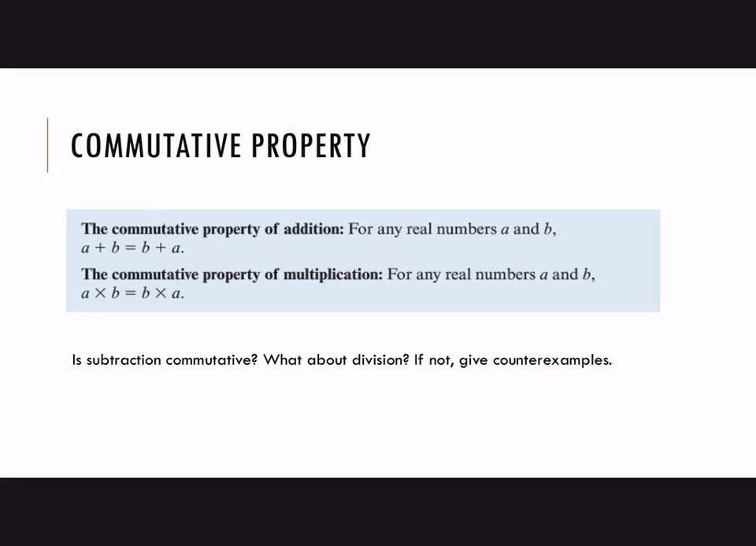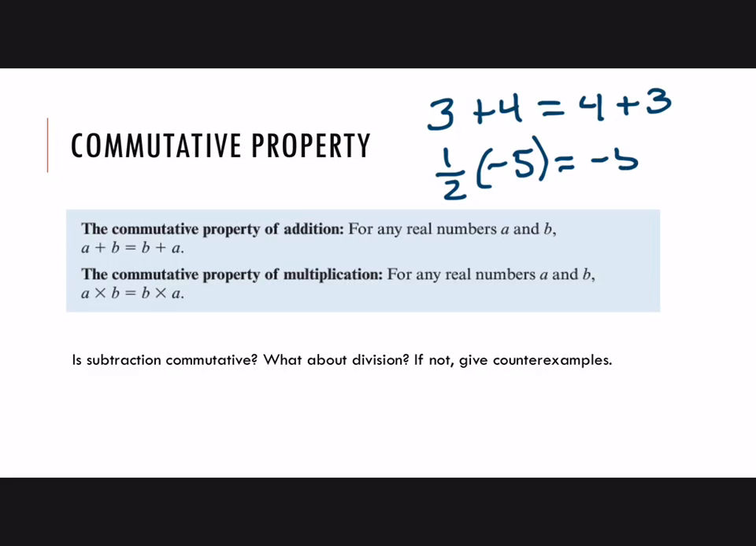Alright, so the commutative property. I know you've seen this one before. This is the one that justifies why we can switch the order for addition or multiplication and get the same answer. So I know that 3 plus 4 is the same as 4 plus 3 because of the commutative property. And I know that 1/2 times negative 5 is the same as negative 5 times 1/2 because of the commutative property for multiplication.